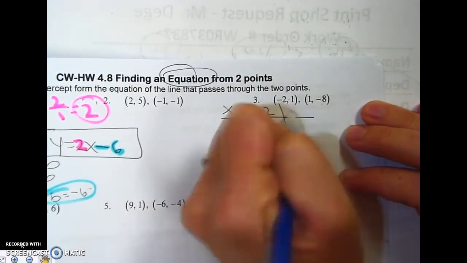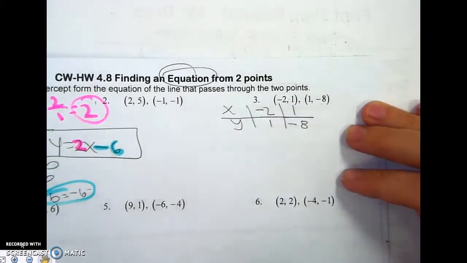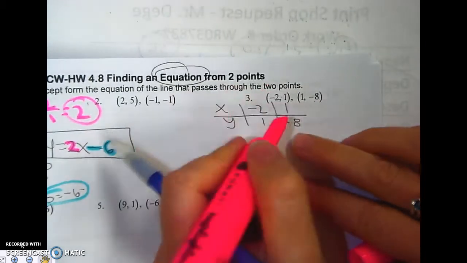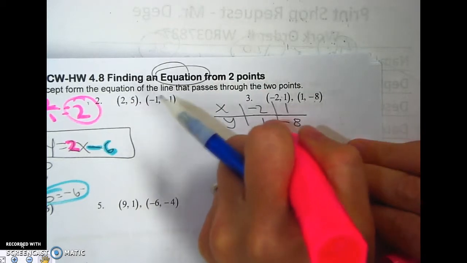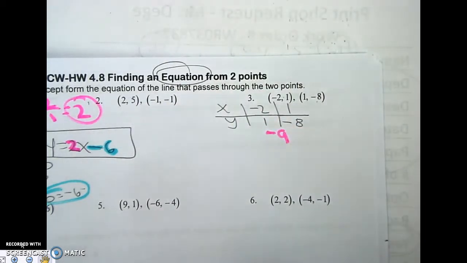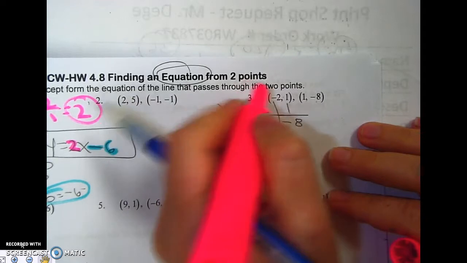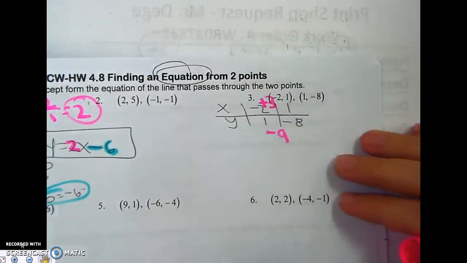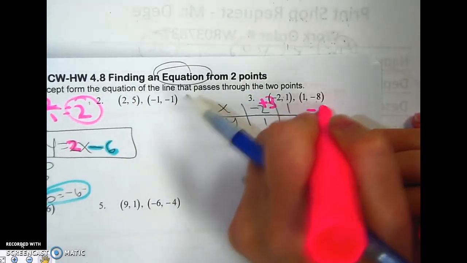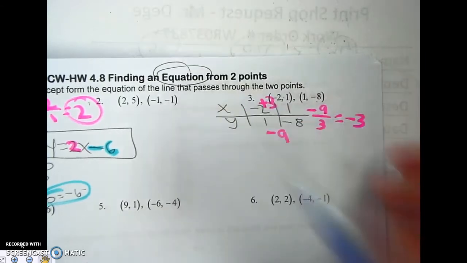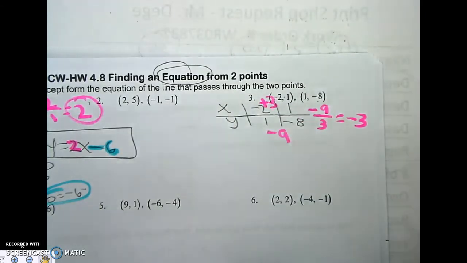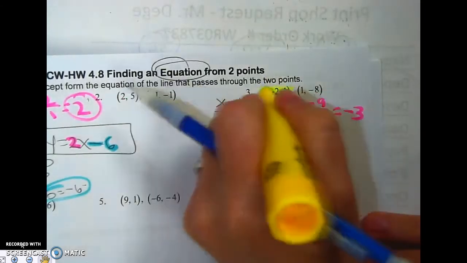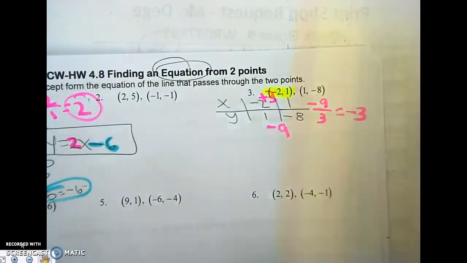Negative 2, 1, and 1, negative 8. I notice the numbers are getting smaller, and if I use the number line, they're getting smaller by 9. And if I look here, the numbers are getting bigger by 3. Negative 9 over 3 is negative 3. I just got my pink. Now I need to get my blue. I'm going to use my first point to get my answer.